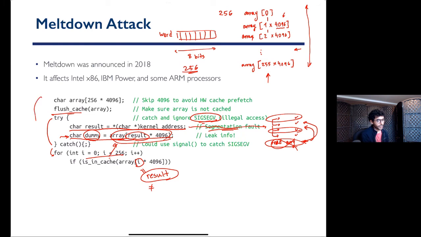Now, if I do this for every single byte of kernel memory, then I can read the entire kernel memory. So that's how it works. Now, I just read one byte of kernel memory. Okay, so that's that.